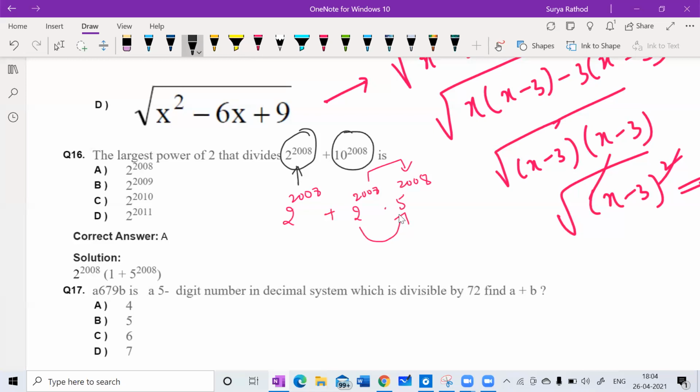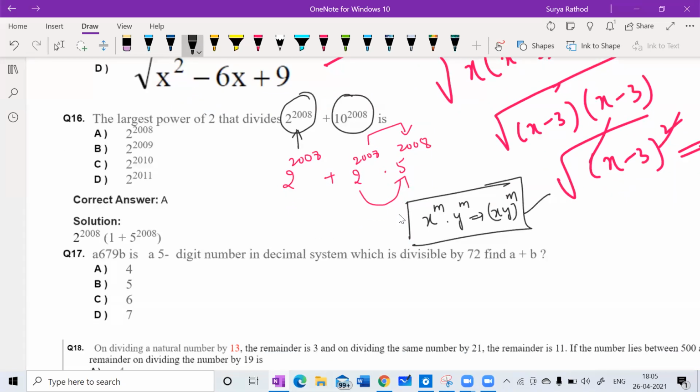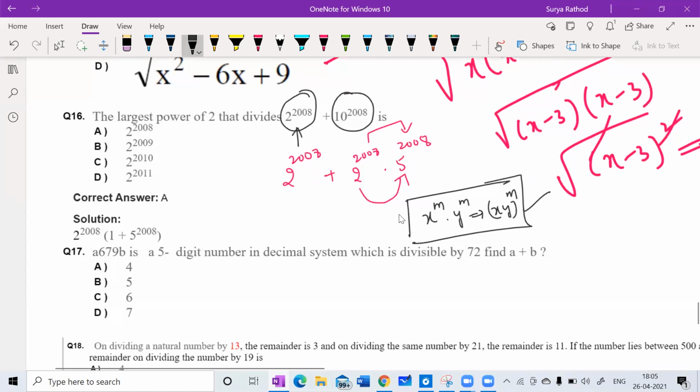Do you know this property? How many of you know this property? Very good. X power m into y power m is going to be what? (xy) whole power m. Yes, this is my property. I'm applying this property over here. If I apply, what am I getting here? 10 power 2008.